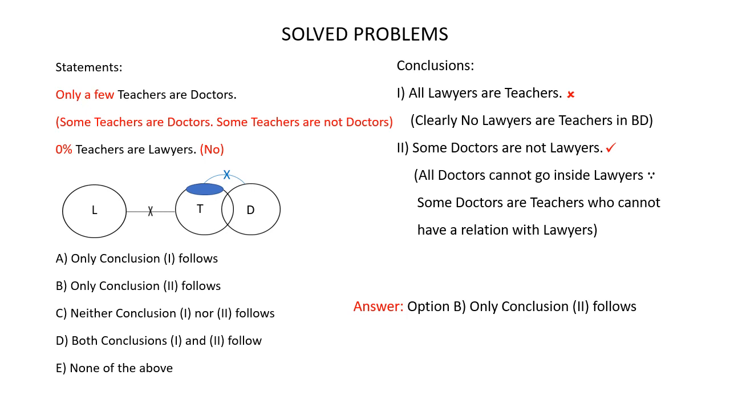Now, since all doctors cannot go inside lawyers, the conclusion some doctors are not lawyers is correct. The logic here is all doctors cannot go inside lawyers means all doctors are not lawyers. If all doctors are not lawyers, it obviously means some doctors are also not lawyers. So the conclusion some doctors are not lawyers is correct.